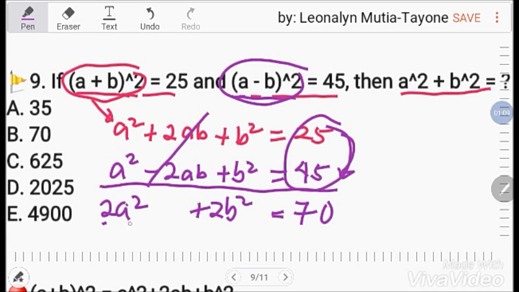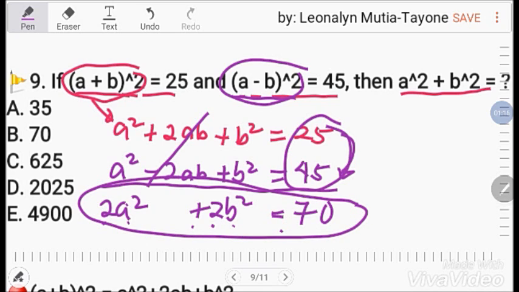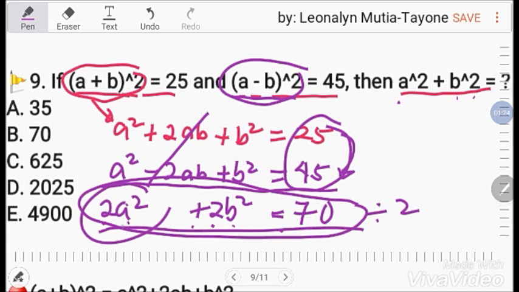Ngayon, ito yung 2A squared plus 2B squared equals 70. Ang tanong, A squared lang at saka si B squared lang. Di hatiin mo ng dalawa, i-divide mo siya ng 2. So, magiging A squared na lang at saka B squared na lang at mahati din ito ng 2 and this is 35. So, ang sagot ay 35.